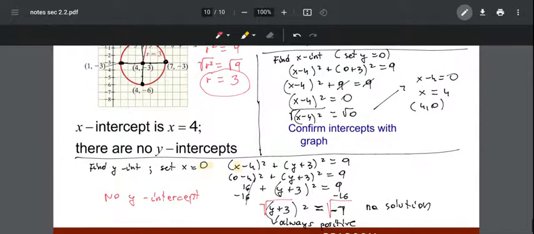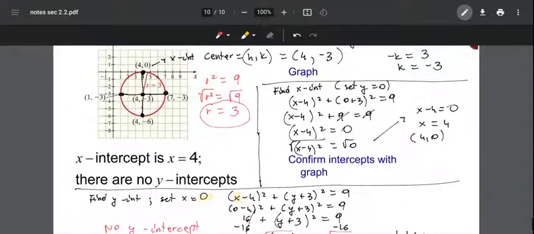And here we see the graph. And like you see, our circle does not touch the y-axis. Again, not every circle has an x and y-intercept. It just depends where the center is and how big the radius is. So that was section 2.2. Hopefully that will help.